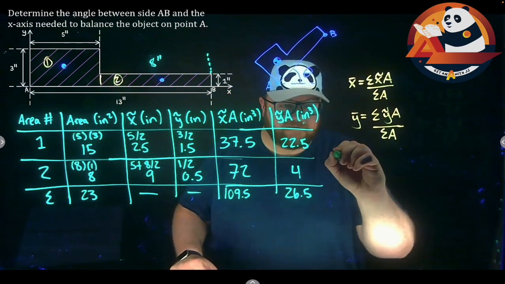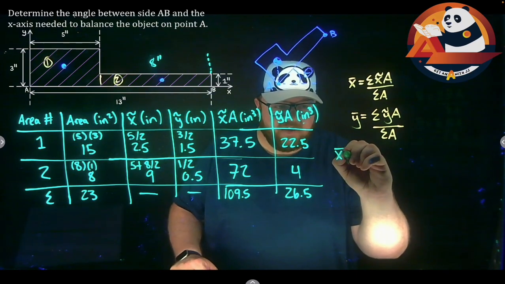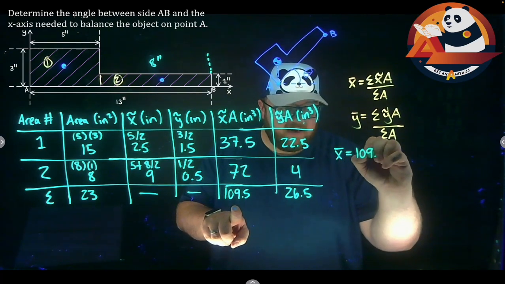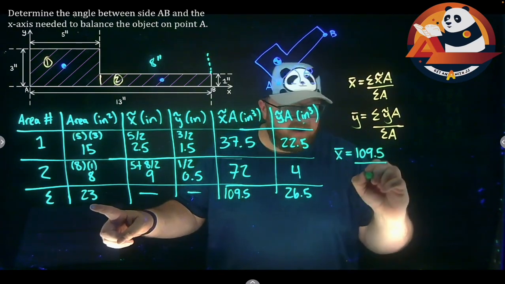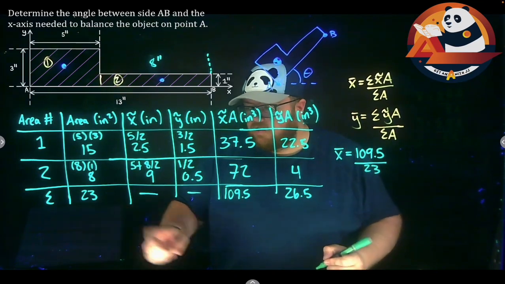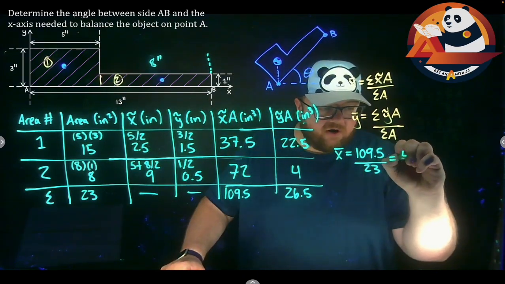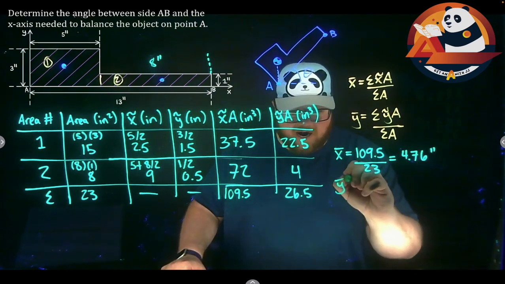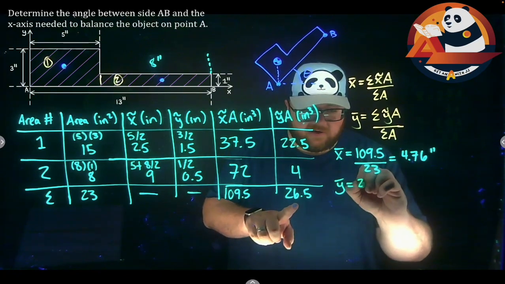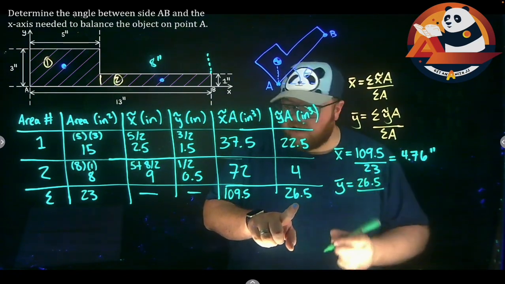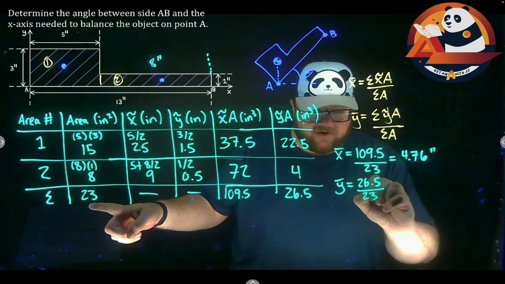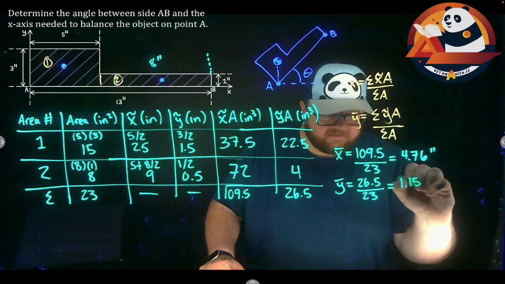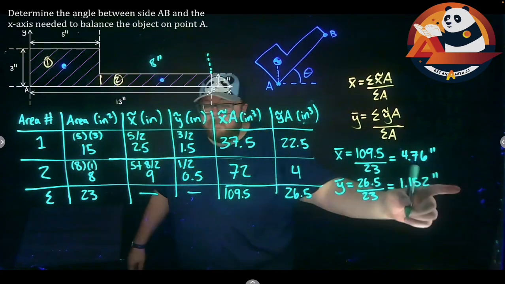Let's find x bar. So my x bar is going to get us to my x tilde a, 109.5, divided by my total area, 23. So x bar is 4.76 inches. And y bar is my y tilde a, 26.5, divided by my total area, 23. This is going to get me to 1.152 inches. So I know my centroid location.